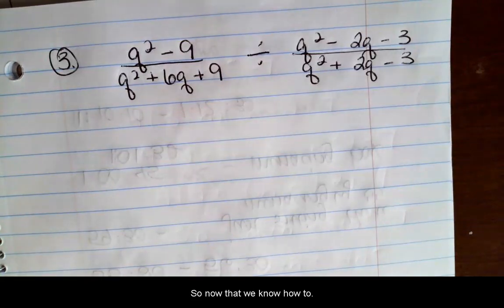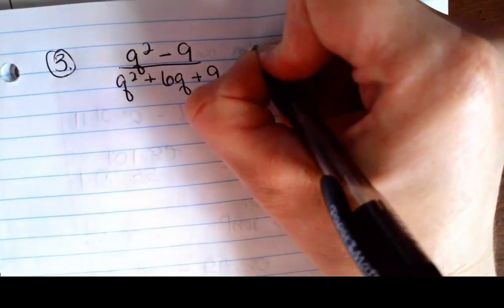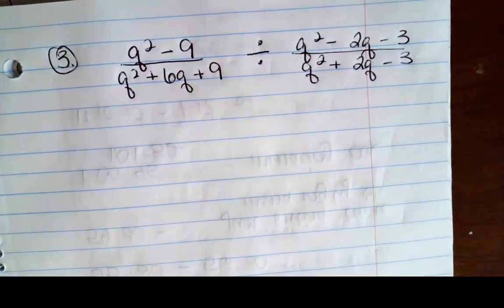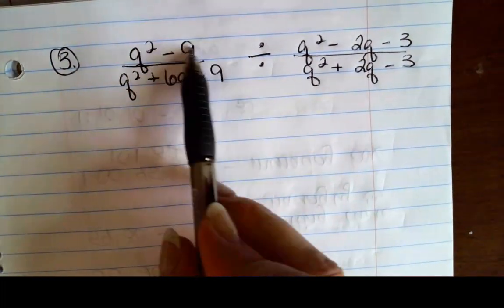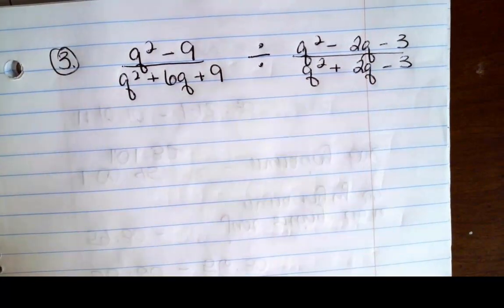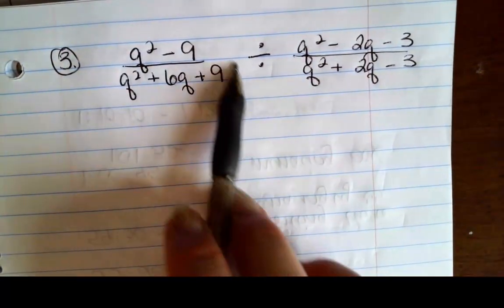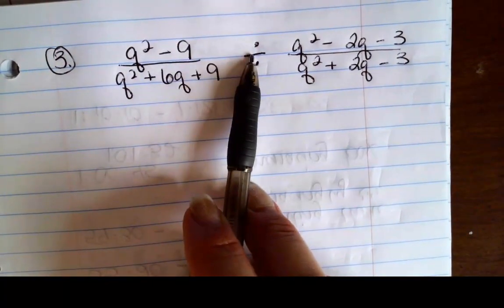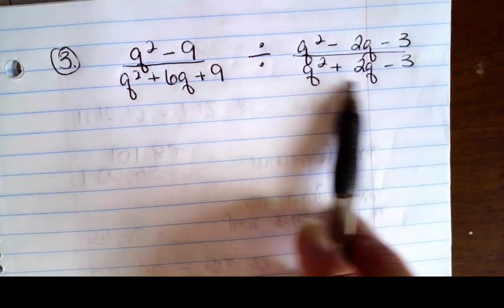So now that we know how to reduce fractions and multiply fractions, we're going to take it a step further, and we are going to now divide these. So just remember, these are just big fat fractions. So I've got this fraction divided by this fraction, which means what we need to do is keep this, change this to multiplication, and then flip this one.